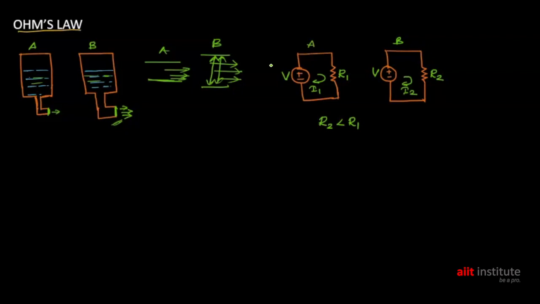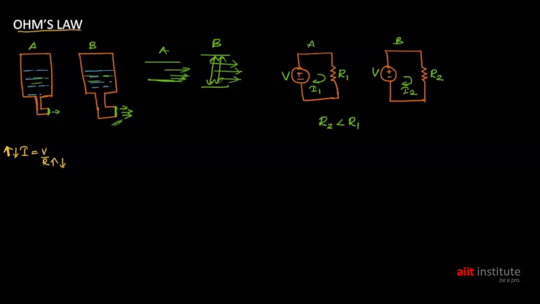Why? Because we know the equation of Ohm's law, I equal to V by R. According to Ohm's law, current is equal to voltage by resistance. If the resistance is more, current will get reduced. If the resistance becomes less, what will happen? Current will get increased.